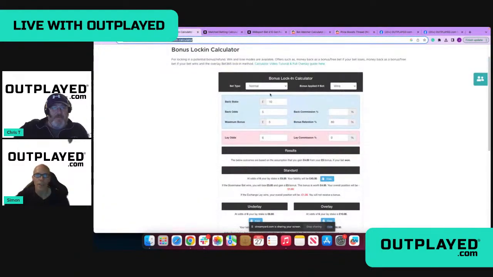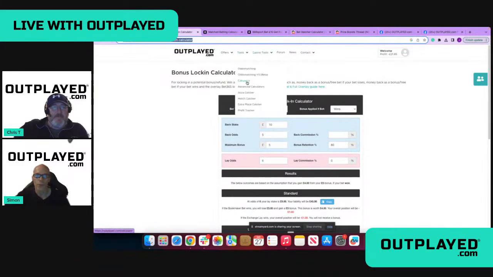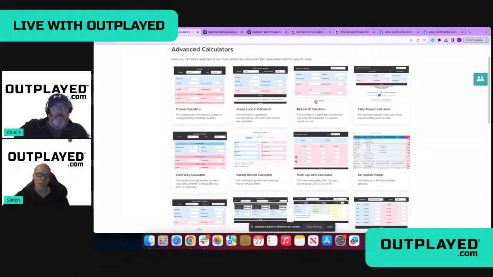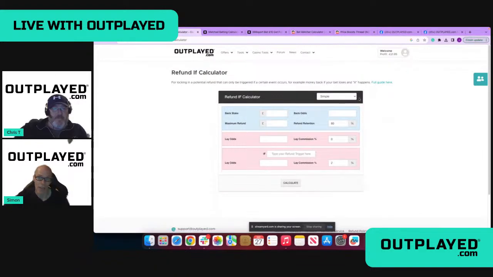Okay, so tools, advanced calculators. So we've gone through a few of them. Now we've skipped over the refund if calculator. Used to use it all the time, very, very rarely used these days, so I'm not going to mention that one. It's got a guide there, so if you do find something that says use a refund if calculator, there's a guide there. Probably largely going to be wasting time to go through it.